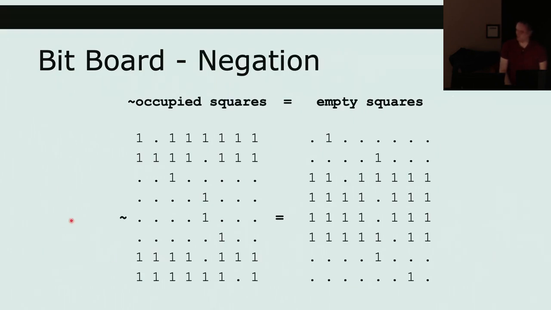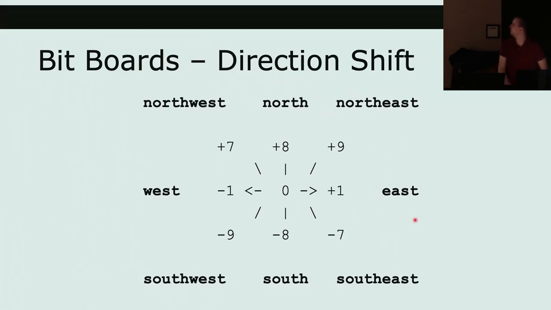Negation. Why might I care about negation? Well, the opposite of the occupied squares are the empty squares, right? So now I can do things like this. If I want to move a piece up, down, left, or right, then if I'm at 0 and I've got a single 64-bit integer as a bit set, then if I want to go up, that's 8 bits to the left. If I want to go down, that's 8 bits to the right, or vice versa. 7 for northwest, 9 for northeast. So all these calculations take some time.